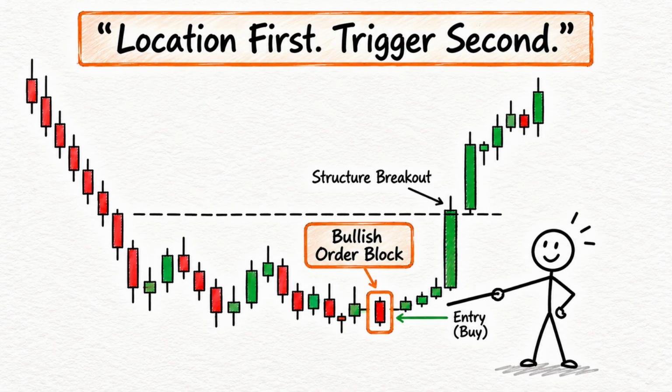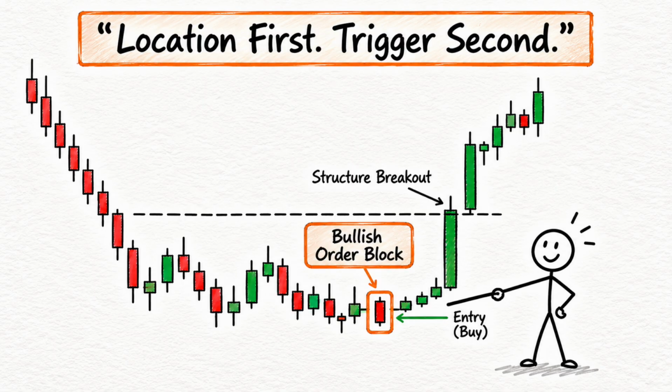You need context. Was there strong displacement? Was meaningful structure broken? Was the location important? If price later returns to that zone and shows confirmation, now the setup becomes interesting. Again, location first, trigger second.